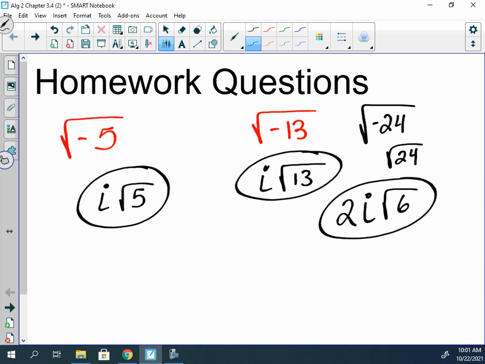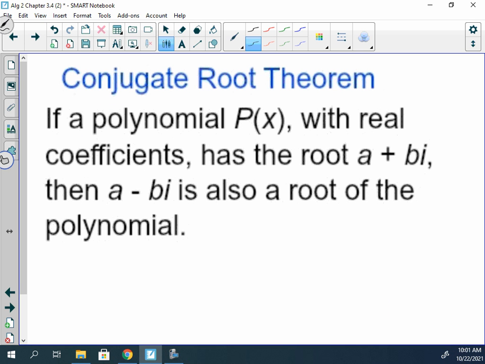Any other questions? The first thing we're looking at is the conjugate root theorem. Now there is a lot on this slide for the conjugate root theorem. If a polynomial P(x) with real coefficients has the root a plus bi, then a minus bi is also a root. Really what it's saying is a plus bi's conjugate is a minus bi.